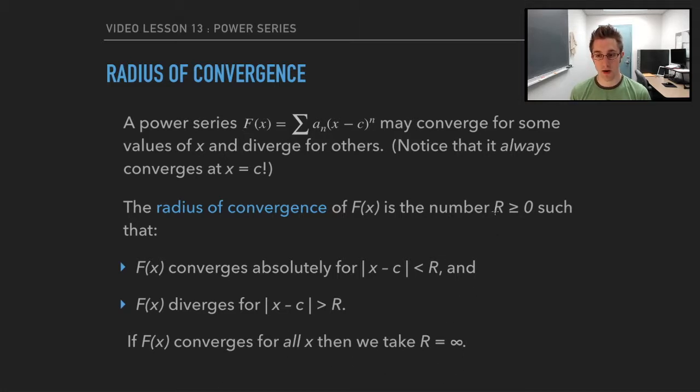So r is either 0, meaning the series only converges at c, or it's a positive finite number, meaning there are some x for which the series converges and some for which it doesn't. Or we could have r equals infinity, meaning the series converges for all x.